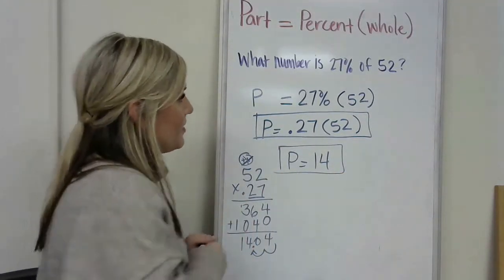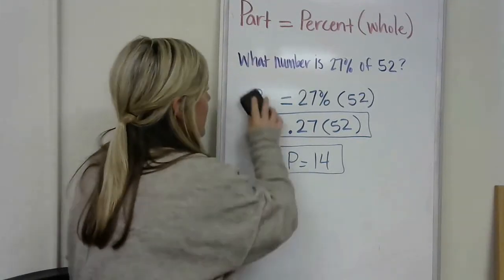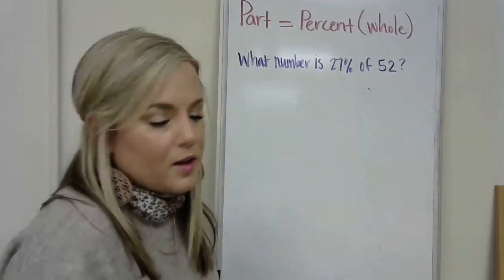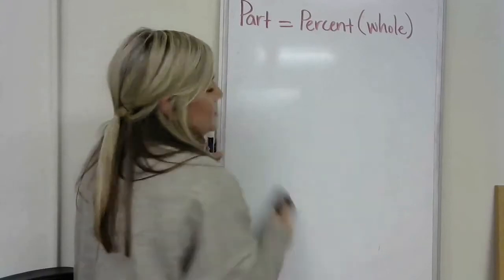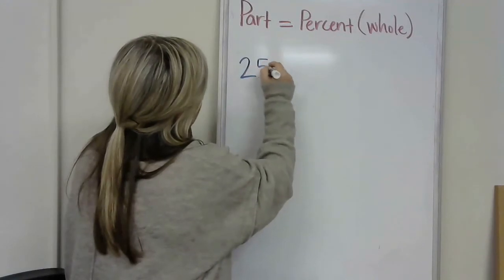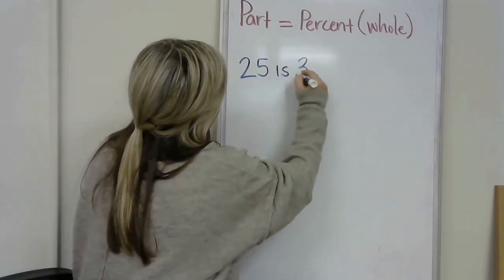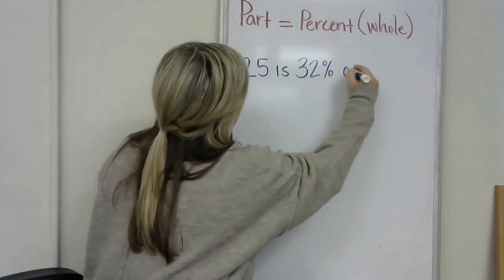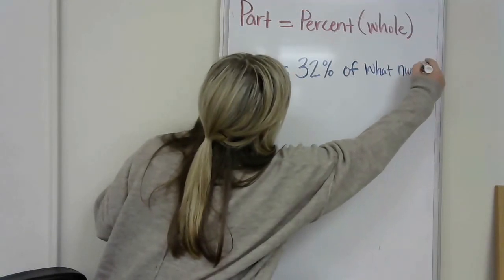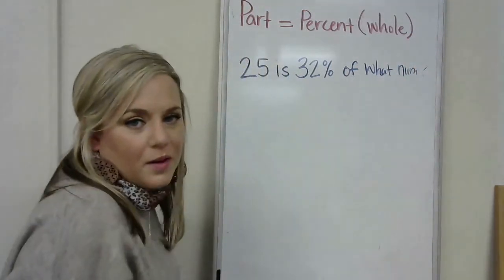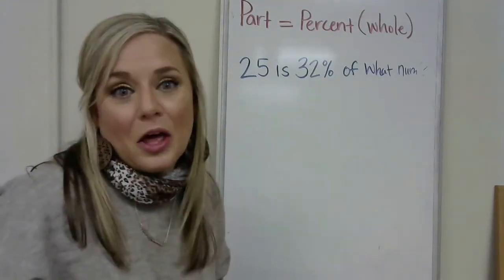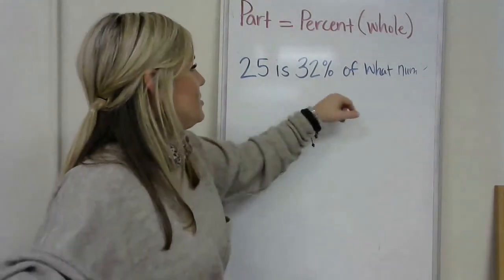All right. Now, next example. I'm going to erase this. So it says, 25 is 32% of what number? 25 is 32% of what number? And I'm just going to put a question mark there. That's some really good handwriting going on right there. Oh, well. Okay, so we're wanting to find 32% of what number?